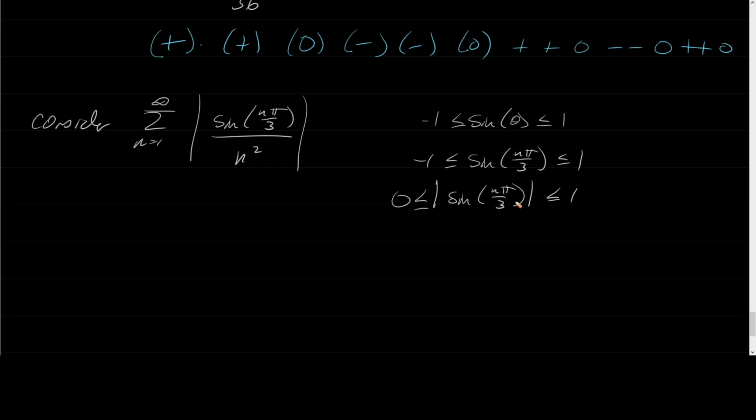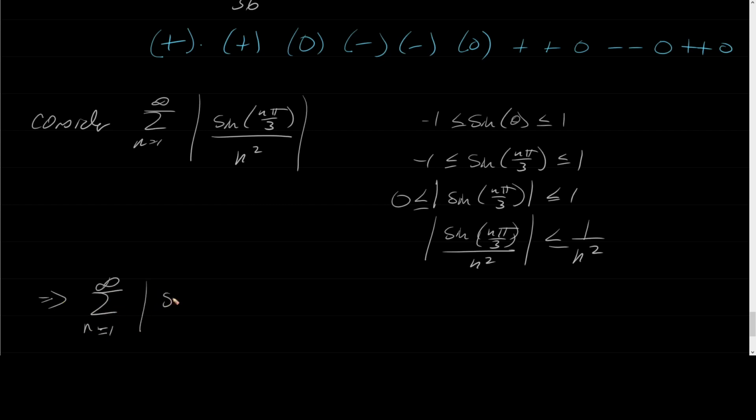But anyway, now in here, we're going to ignore this side, but we're going to divide both of these by n squared. So I have sine of n pi over 3 divided by n squared, that's going to be less than 1 over n squared. And now what this really tells us is that the series from 1 to infinity of the absolute value of sine of n pi over 3 over n squared is less than or equal to the series of 1 over n squared.